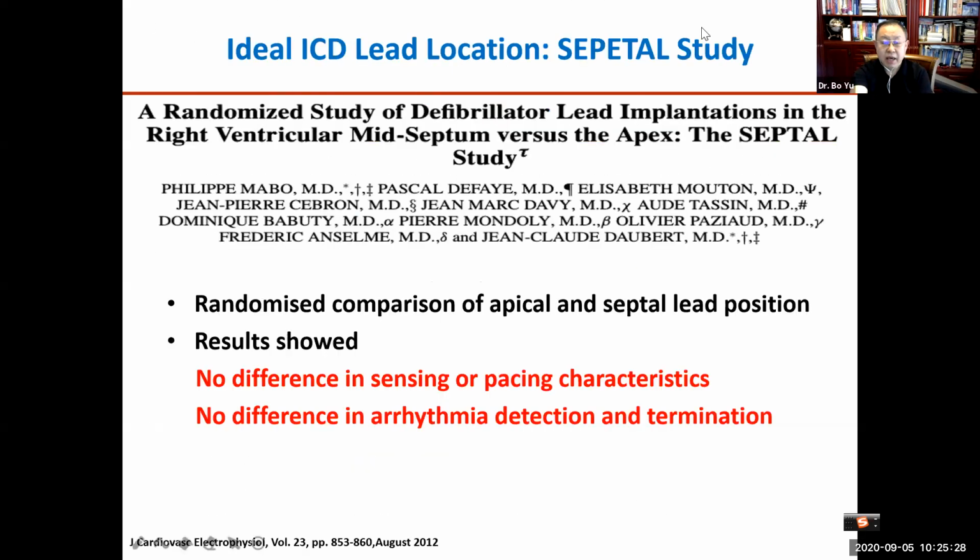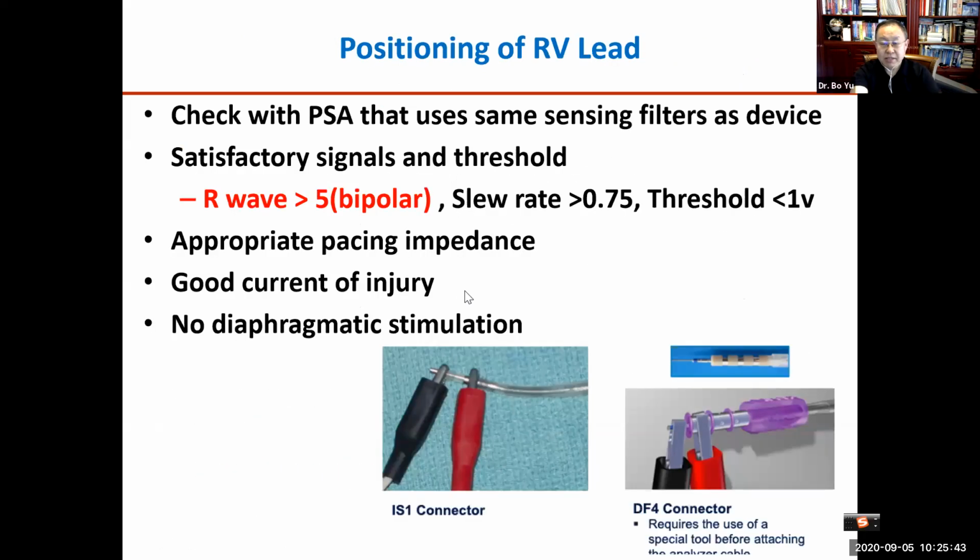As for the ideal ICD lead location, there are important septal studies showing no difference in sensing or pacing characteristics, and no difference in arrhythmia detection and termination. So you can put the ICD lead anywhere you can find. For the positioning of the RV lead, the most important thing is the sensing, with an R wave of at least 5 for the bipolar.